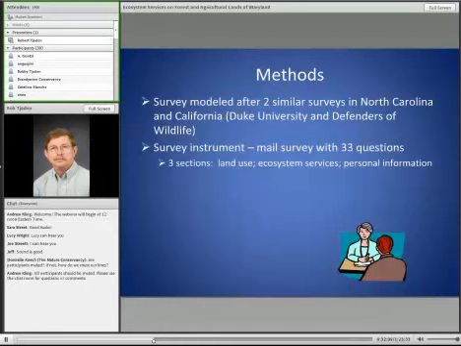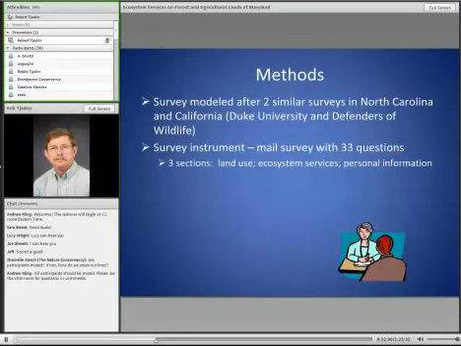The first dealt with land use, where we asked them basic questions: how many acres do you own? Do you rent your property? How long have you owned it? The other really was the meat of the survey, which focused on ecosystem services, which I'll present to you, and a lot of the personal information, the demographics: their age, their income, their overall education.